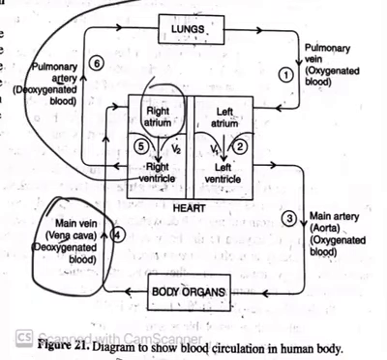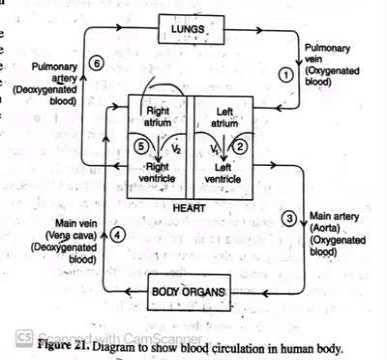Now here again you can see that the pulmonary artery is carrying deoxygenated blood. So it is an exception. It is the only artery which carries deoxygenated blood. All other arteries, they carry oxygenated blood.